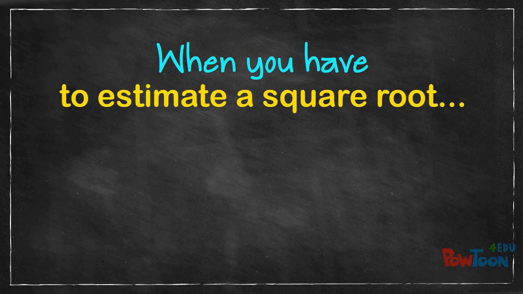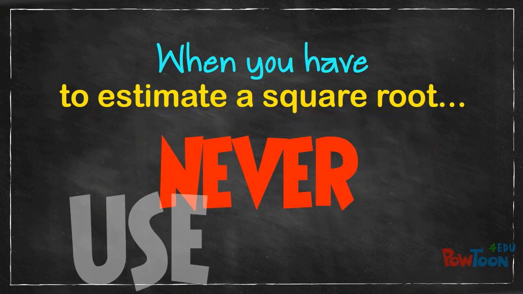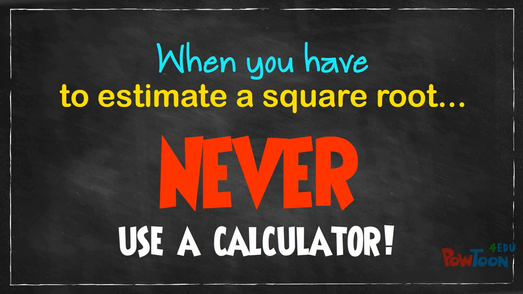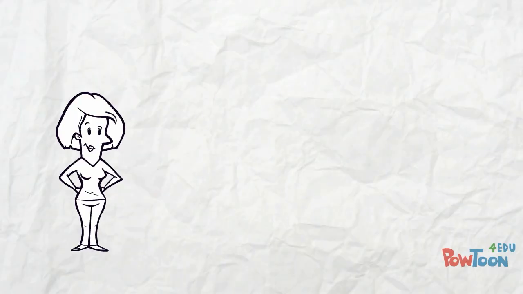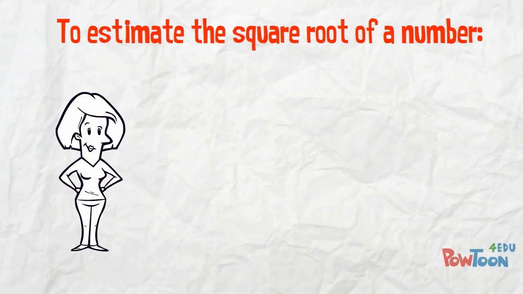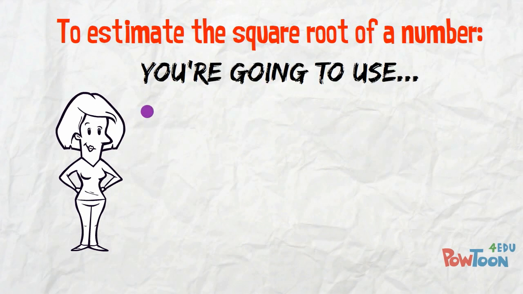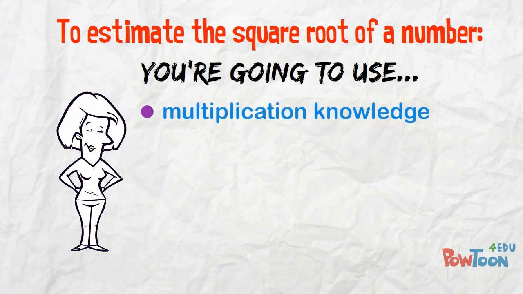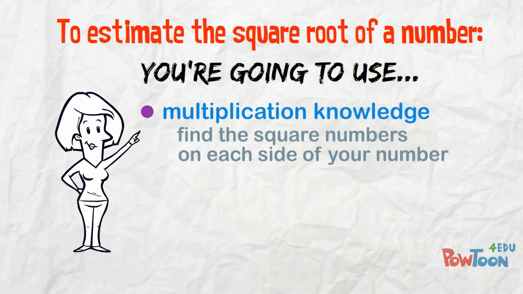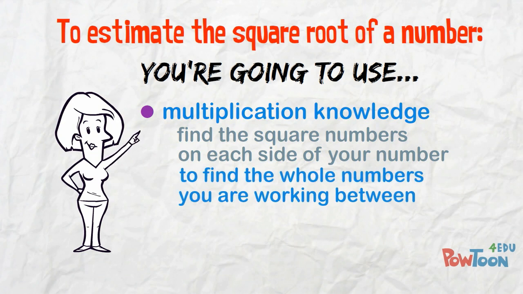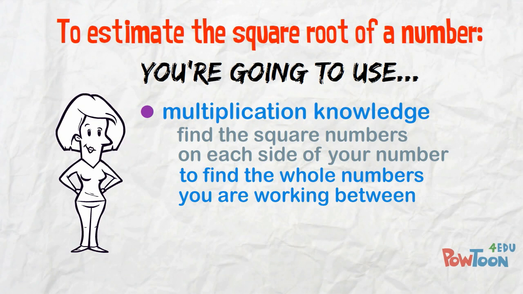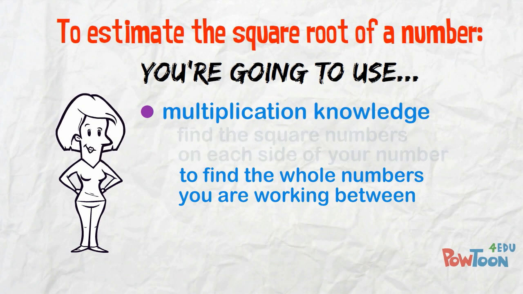When you have to estimate a square root for yourself, never use a calculator. Instead, use logic like I did. This will develop your understanding of square roots. Let's review. To estimate the square root of a number, you're going to use your multiplication knowledge first. Find the square numbers on either side of your number to find the two whole numbers you're working between. You can't do the estimate without this step.